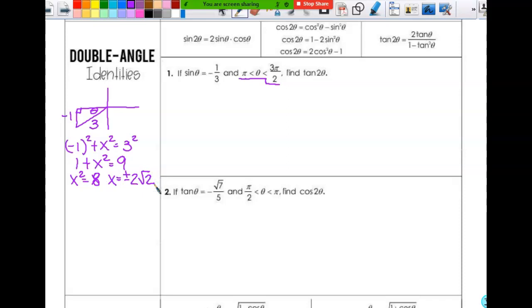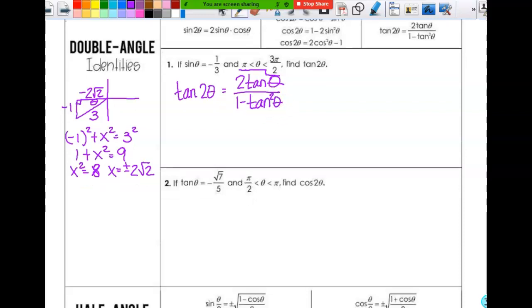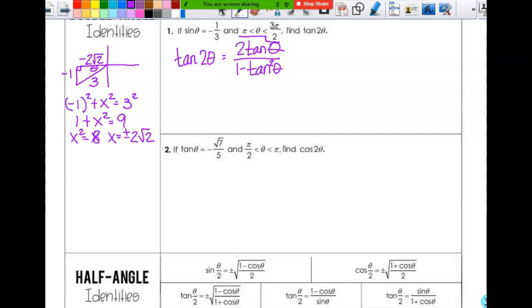Then I have to decide if when I put my x value in here, should it be positive or should it be negative? What would it be for this one? Negative, because of the quadrant that we're in. That's why it matters where you actually are. All right, so we've decided we're going to use this. So I'm going to write down tangent of 2 theta equals 2 tangent theta over 1 minus tangent squared theta. And so in order to figure all this out, I'm going to need actual tangent of theta.